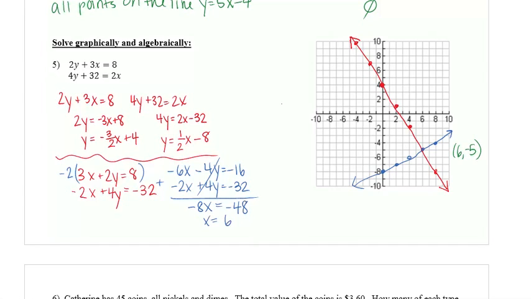I'm going to plug it back into one of my original equations. I'll do 2y plus 3x equals 8. So 2y plus 3 times 6.